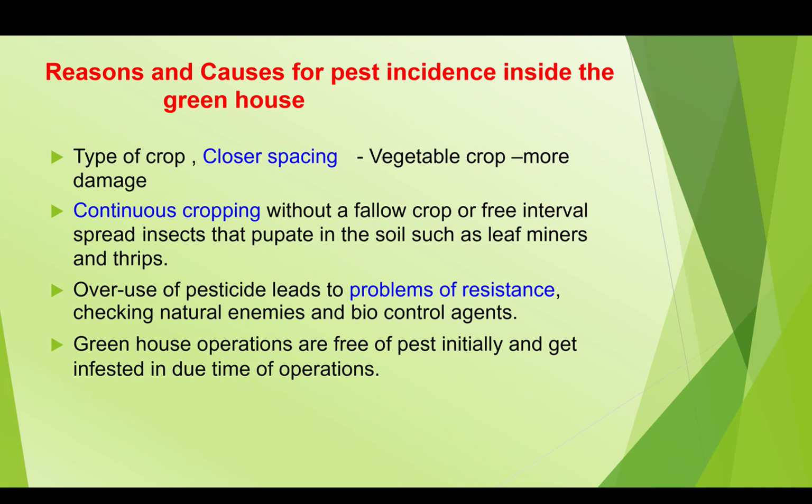Then reasons and causes for pest incidents inside the greenhouse. First is the type of the crop. Some crops are very much susceptible to insect pests and diseases. For example, tomato, whitefly is mostly commonly affecting, isn't it? So first is the type of crop. Second is closer spacing. If you are providing closer spacing, then there is a high chance of it spreading to the next crop. Okay, then vegetable crops get more damage. In particular, vegetable crops used to be more affected.